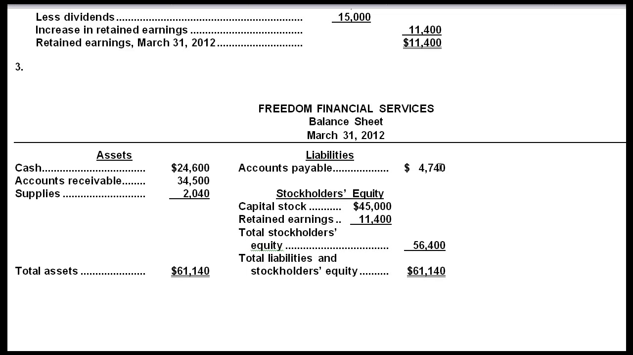Now all these figures were given to us on the other page that we briefly looked at, right? The problem gives us all these balances, and we just are assembling these into a proper financial statement. Okay, we have capital stock. We're told $45,000. $11,400 is our ending balance of retained earnings that we calculated up top. Total of those two gives us our total equity, $56,400. If we total our equity with our liabilities, we're looking at $61,140.